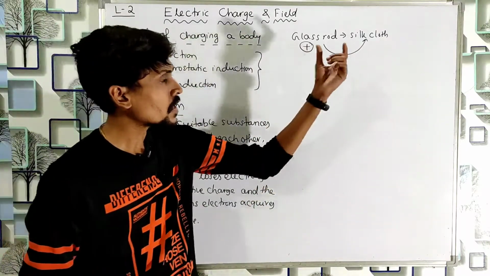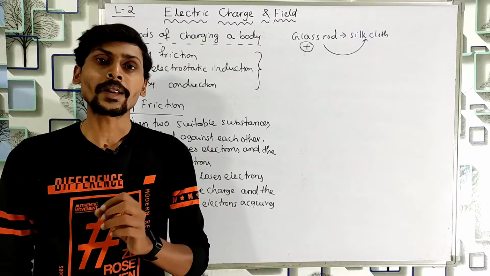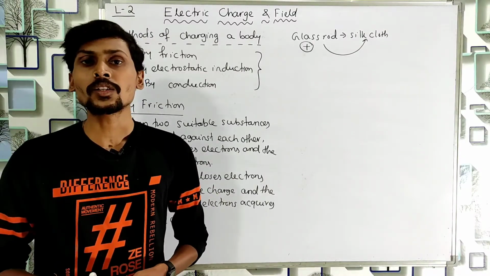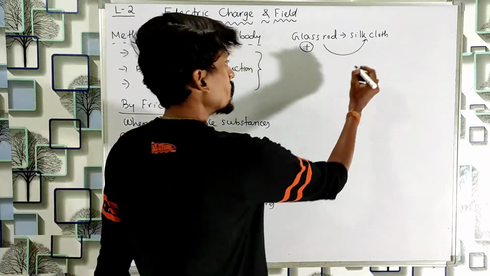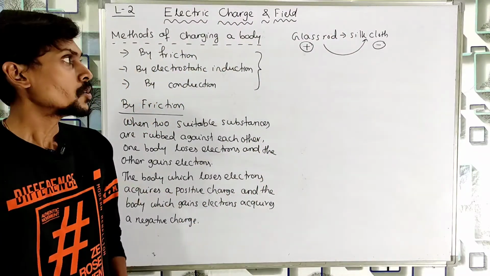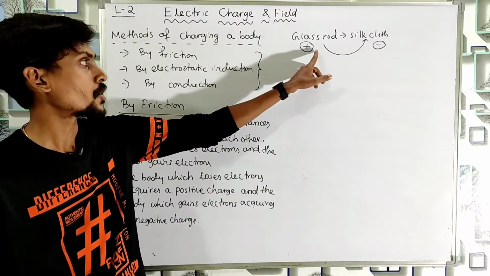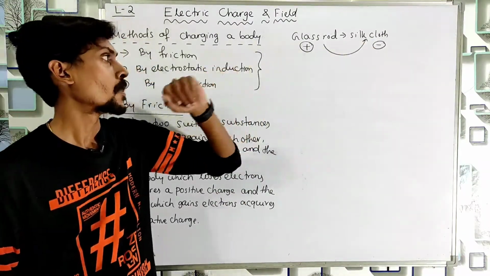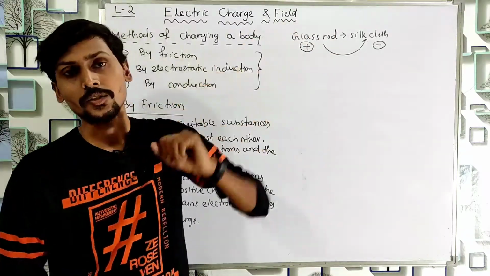And since the silk cloth gains electrons, the number of negative charges becomes more than the number of positive charges, and that's why the silk cloth acquires a negative charge. So by the method of friction, you can transfer electrons from one body to the other, and due to that the bodies become charged.